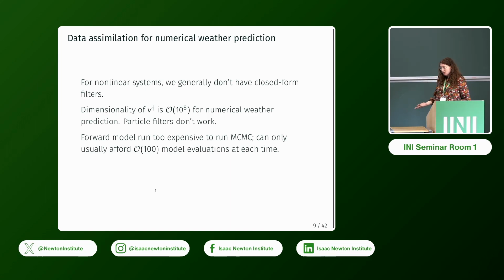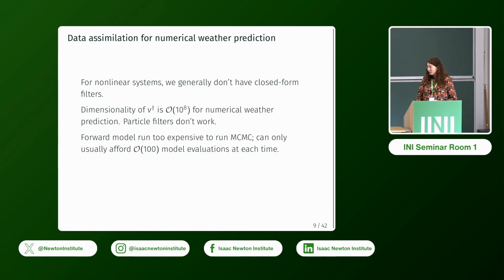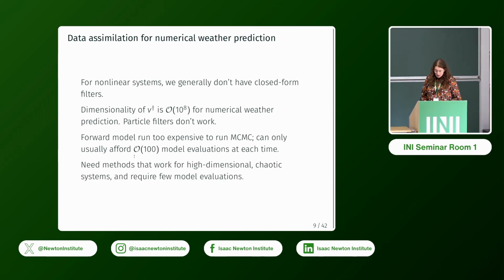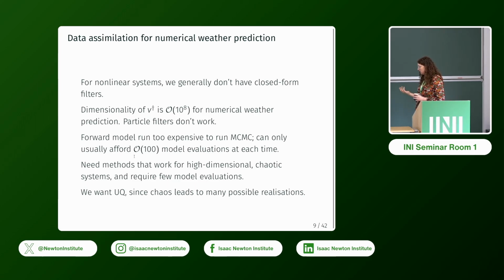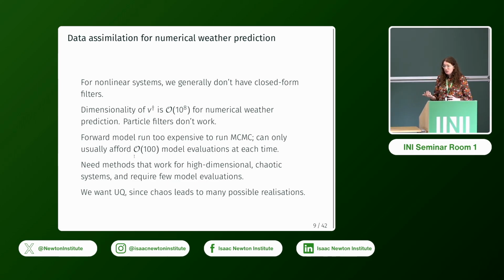Another thing is, of course, we can't directly do the Bayesian inference problem using MCMC or something, because we can only generally afford around 100 model evaluations. They're very expensive models to run. So what we need are methods that work for high-dimensional chaotic systems and require a few model evaluations. And furthermore, we want uncertainty quantification, especially because these are chaotic systems. We have many possible realizations. If you think, for example, of a hurricane track, it's very unpredictable where it'll go, so you want a probability distribution over the hurricane tracks.